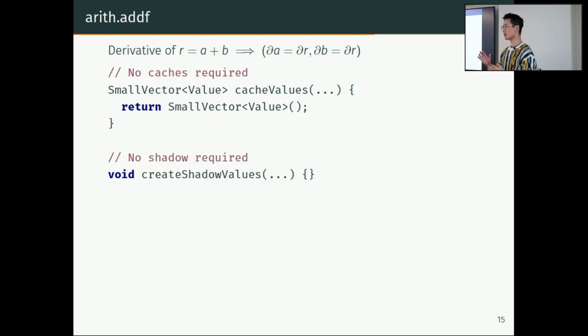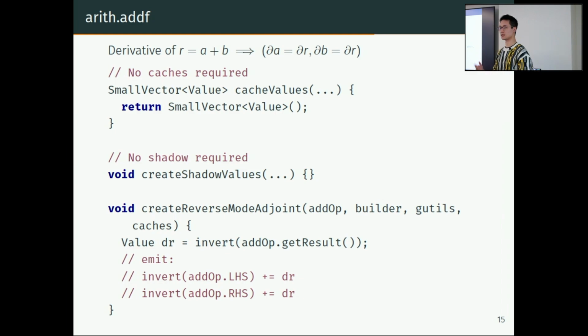We then look at creating shadow values. The core question to ask yourself here as a user is, does this op interact directly with memory? In the case of an addition, it's only computation, and there's no memory here, so we don't need to worry about any shadows. As a result, our implementation is left empty.